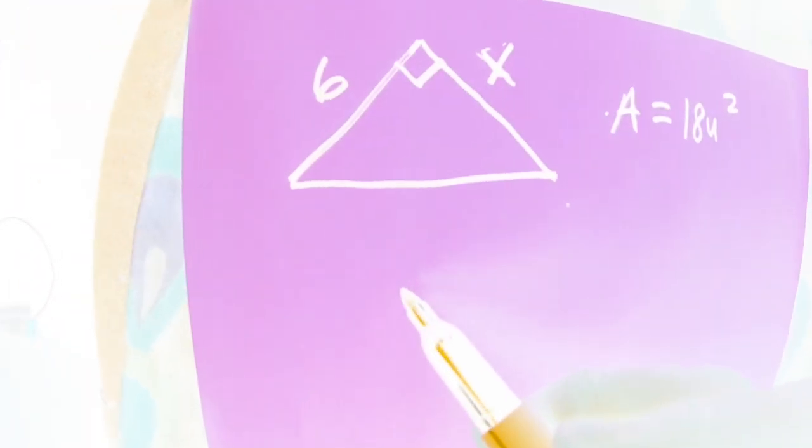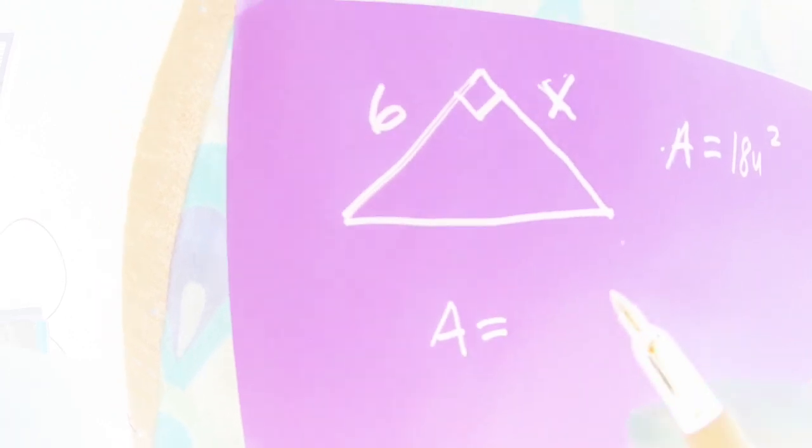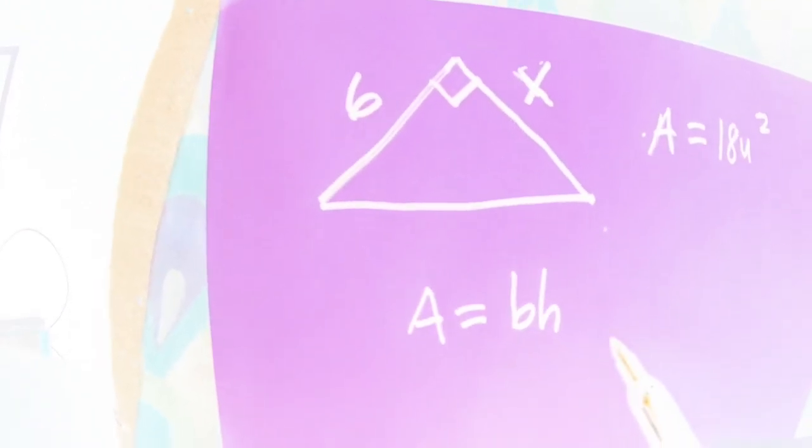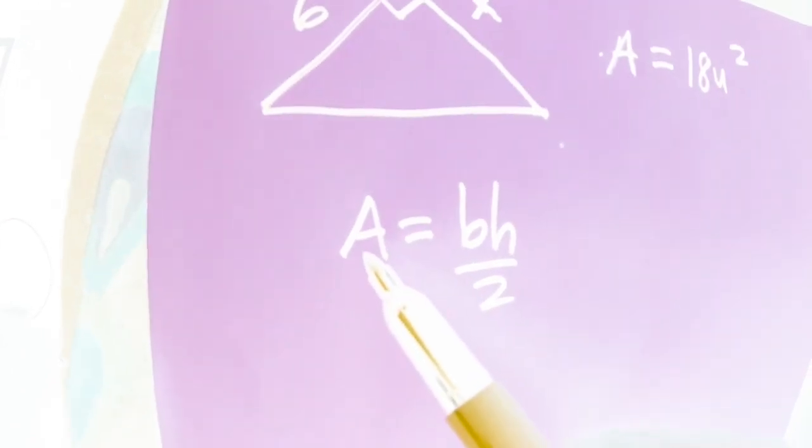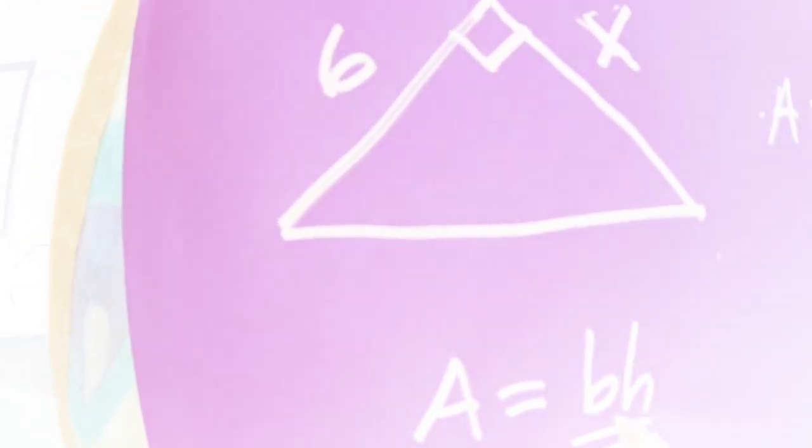All right, so the formula is, once again, the parallelogram formula, base times height, and we're going to divide it by 2 because we only want half. All right, do we know what the area is? Yes, we do. Let's put 18 in for that. Do we know what the base is?